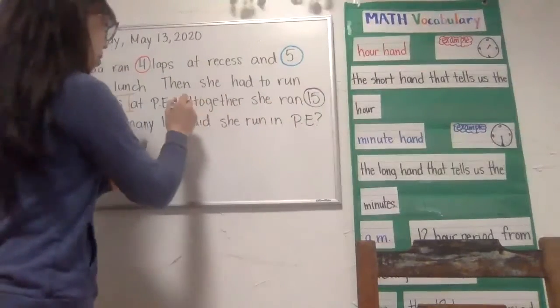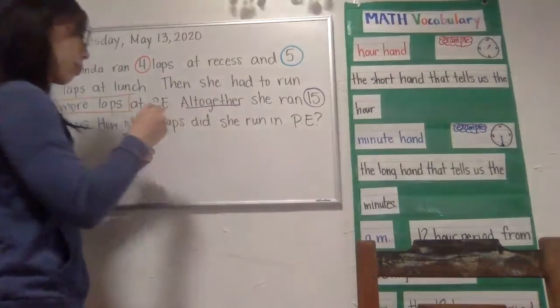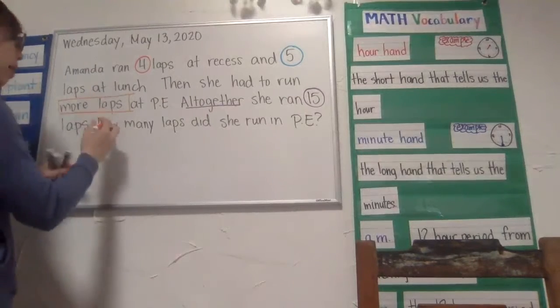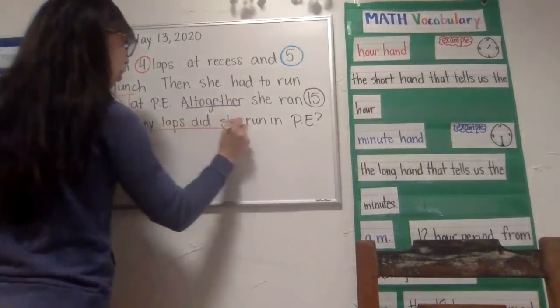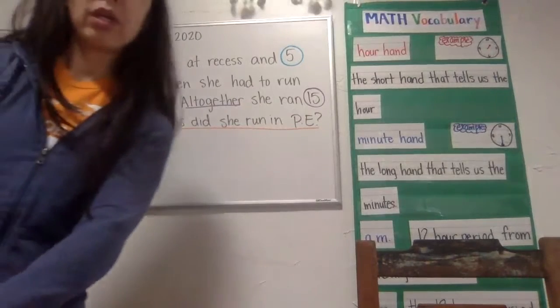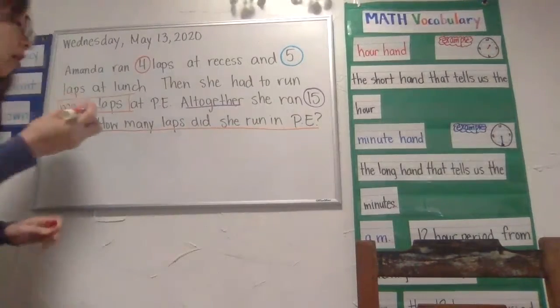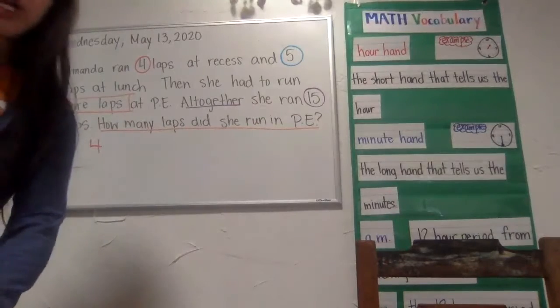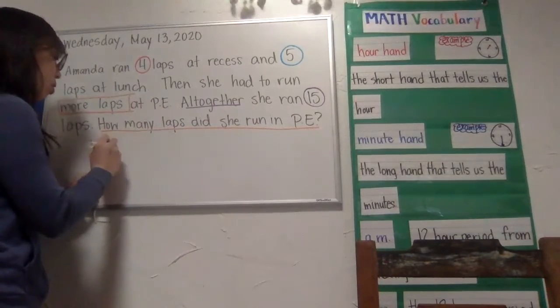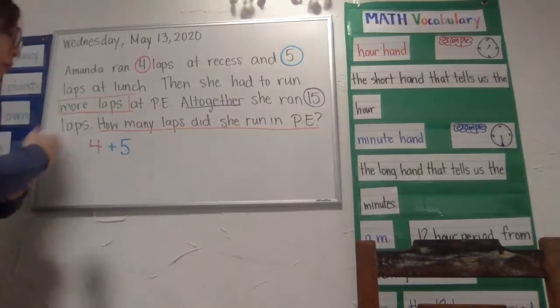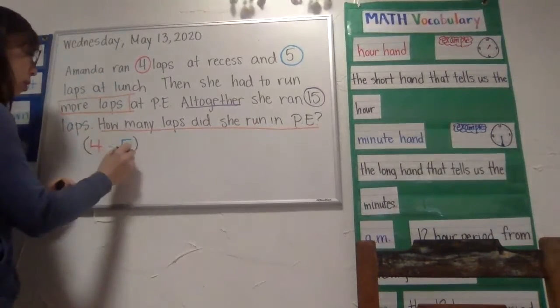Okay, let's break it down here. So scholars, here's our job. How many laps did she run in PE? Okay, scholars, so we'll take our 4, and we better use that number. We see that she had 4 and then she ran 5, so she ran both of those. So we're going to use them both. Now that's our first step. We already have a problem that we have to solve.